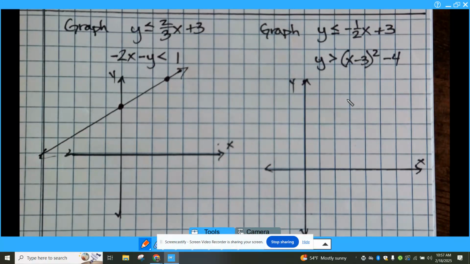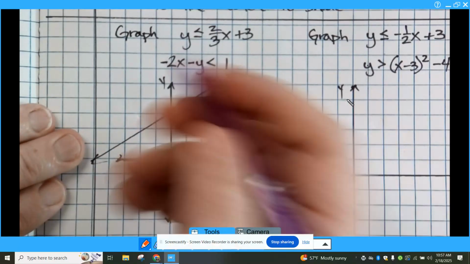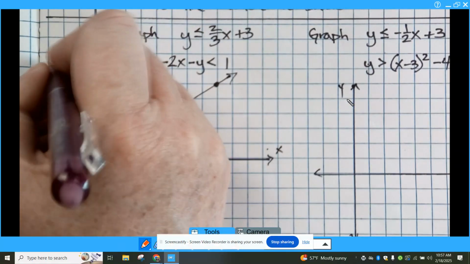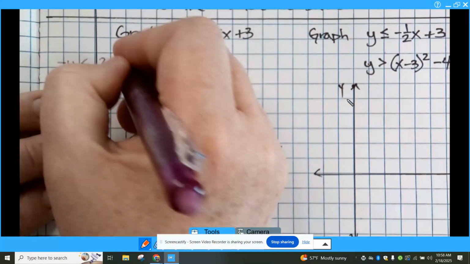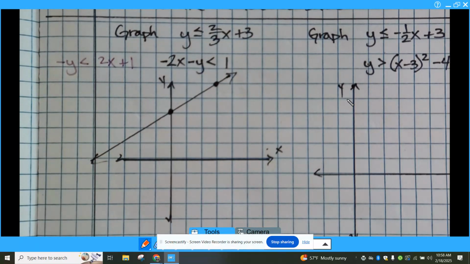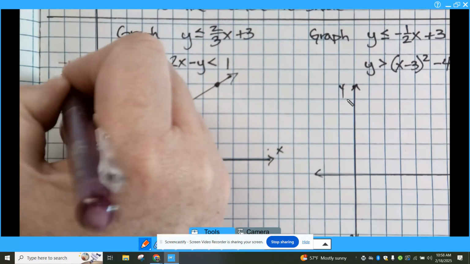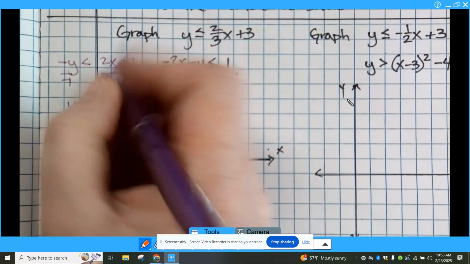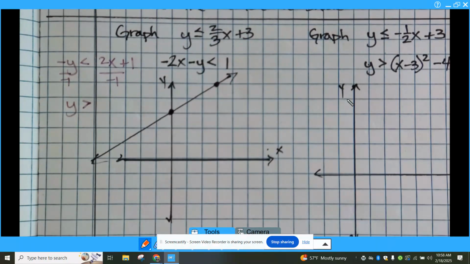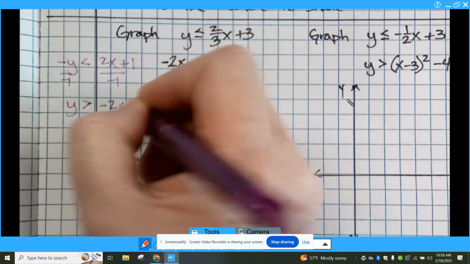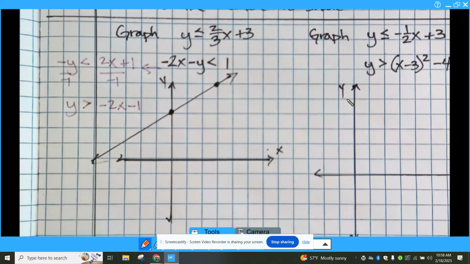Okay, the second line actually needs a little bit of work before we graph it, so I'm going to do that off to the side. So the first thing I would do is add 2x over to the other side. So this would become negative y less than 2x plus 1. And then I would have to divide by negative 1. Whenever you divide by a negative, you have to flip the direction of the inequality. So this is now going to be greater than rather than less than. This is going to be negative 2x, and this is going to be negative 1. So that becomes that equation.